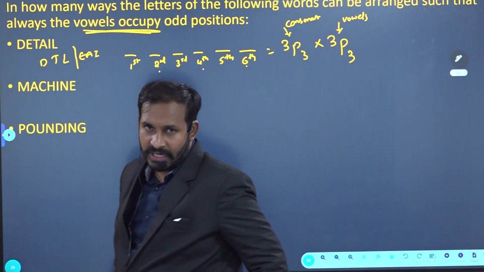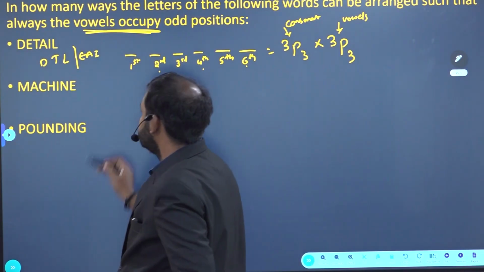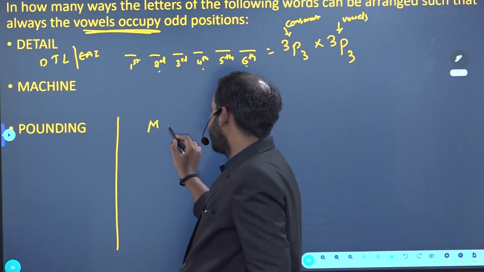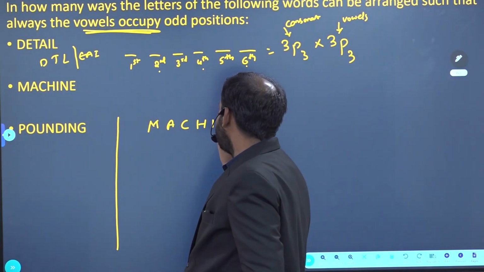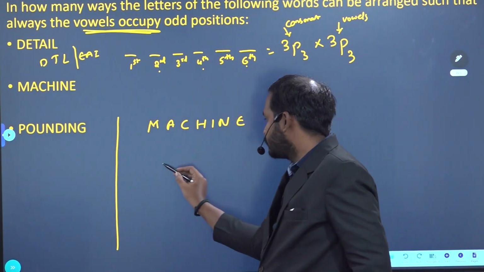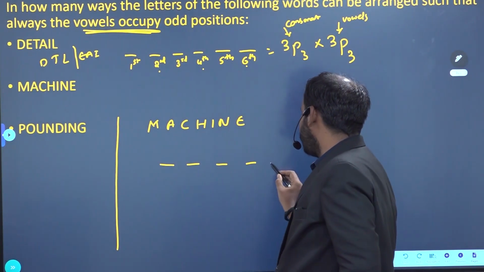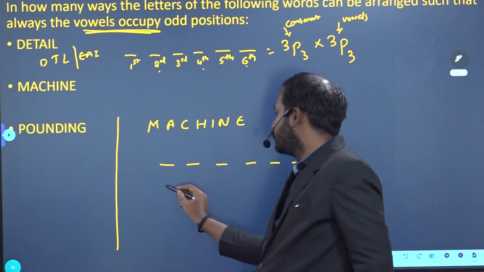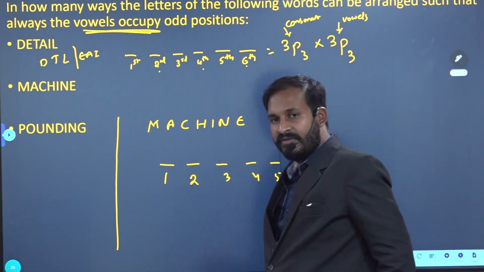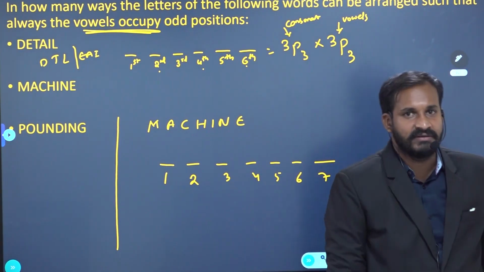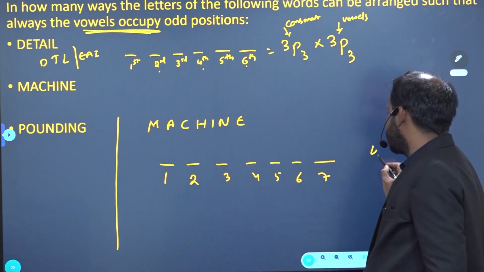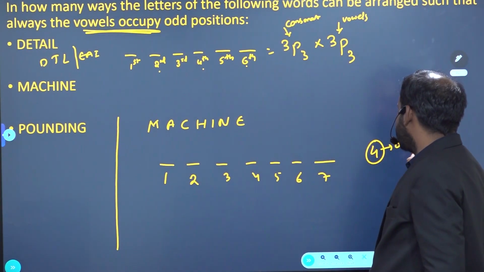Okay, sir, good. We are done. Now come to this word, machine. We will write here, machine. How many letters are there actually for me? 7 letters are there. So 1, 2, 3, 4, 5, 6, 7. So in 7 positions, how many odd positions will I have? 4 odd positions I will have.